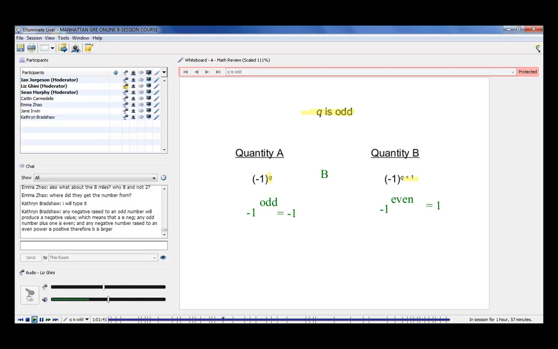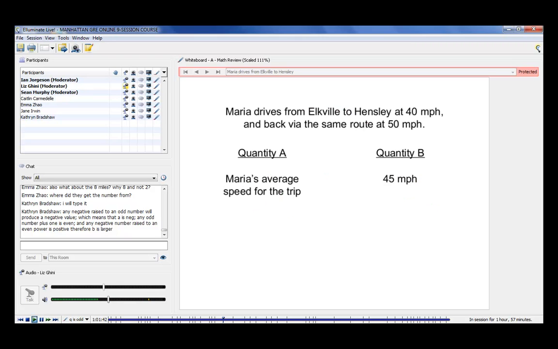Okay. Let's see. Here we go. Here's a fun one. Try this out. Now this problem is challenging. Let's think about this, how this would work. All right, so let's just think about this whole average speed thing.